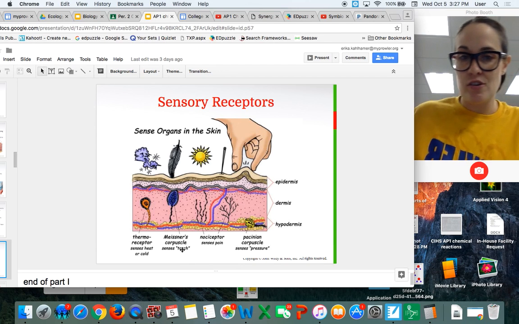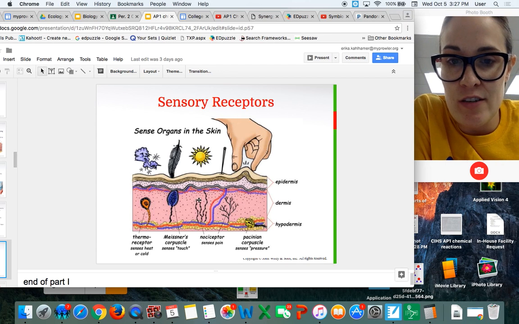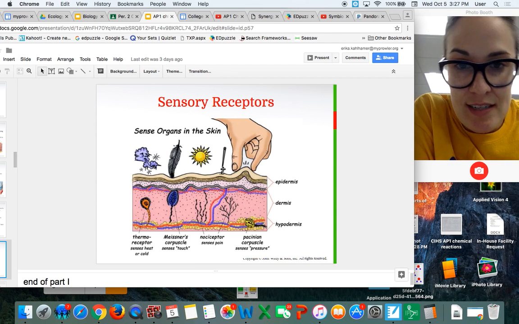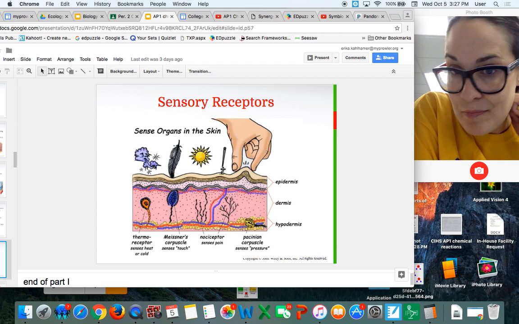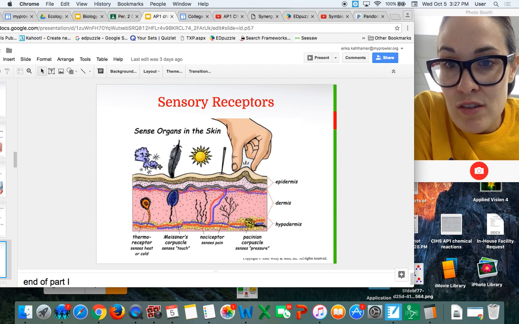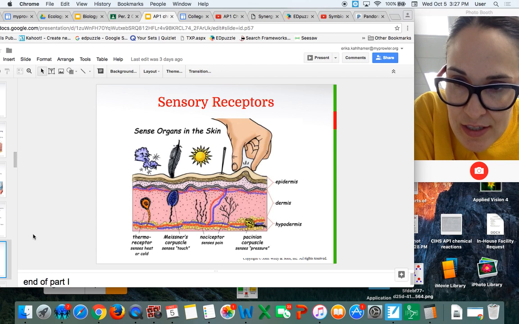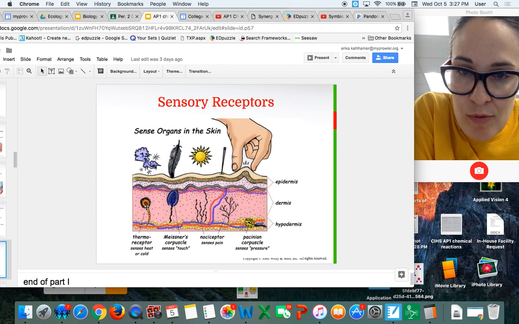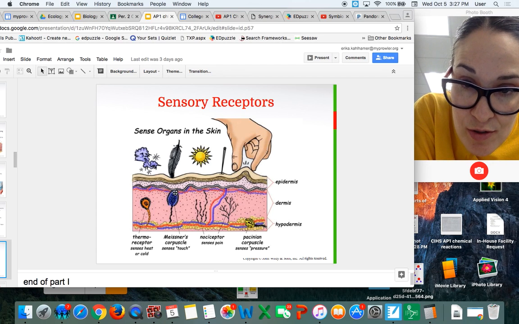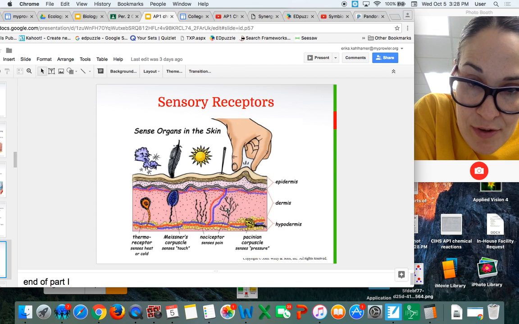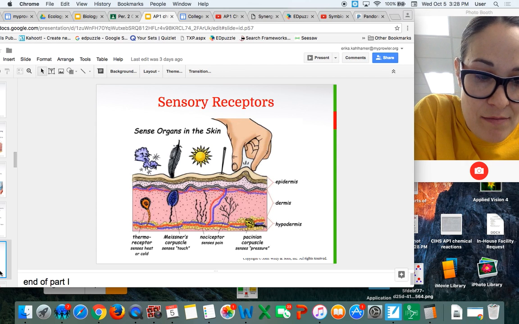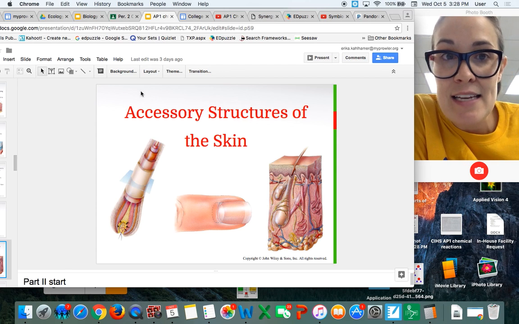Here's just a picture that I put in there. Different things your skin can sense: pinching, pain, feather or tickles. That's cold, and the different layers that they reside in. Thermoreceptors look like that. Meissner's corpuscles are closer to that epidermis. These are pain receptors, and Pacinians are deeper, for touch. So that is the end of part 1.